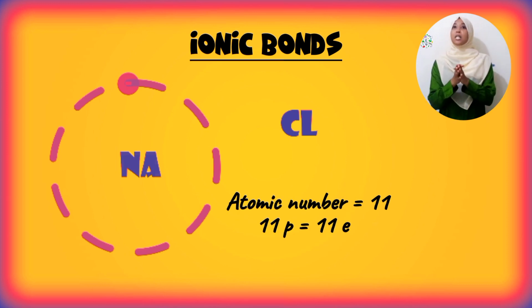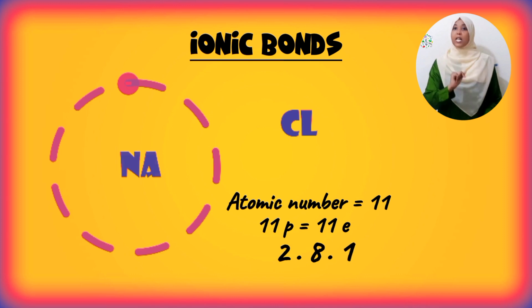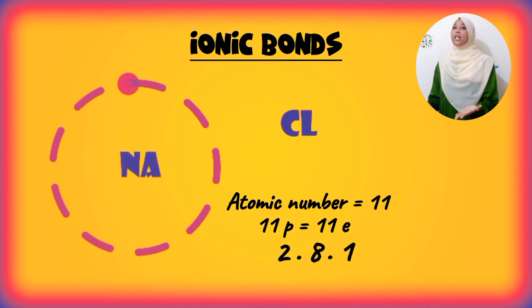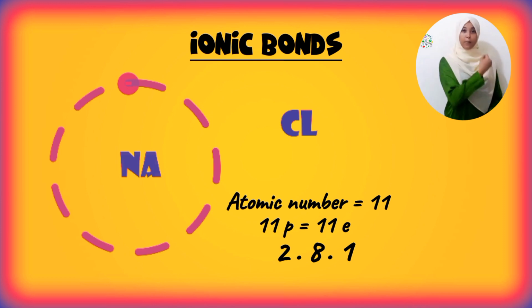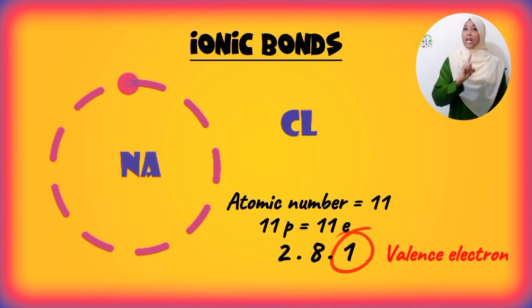Now, I want us to put these electrons into their respective energy levels. So 2 for the first energy level. Remember, the first energy level can only take a maximum of 2. So 2 goes into the first energy level. The second energy level can take a maximum of 8. So after placing 8 there, how many electrons are we remaining with? 1. So the 1 electron remaining goes into the outermost energy level. And we have an electronic configuration of 2, 8, 1. So from this, we find that sodium has 1 valence electron. Now, what do I mean by a valence electron?